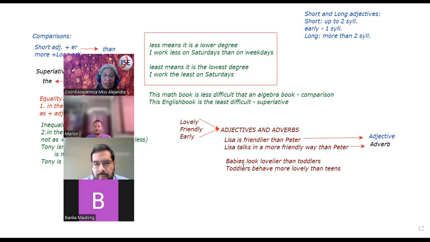Okay? Questions? Marlon, Bianca, San Miguel, are you okay with the difference between using adjectives and using adverbs for the words lovely, friendly, and early? Yes. It's clear. Bianca, are you okay? Yes, miss. Okay, let's go back here.